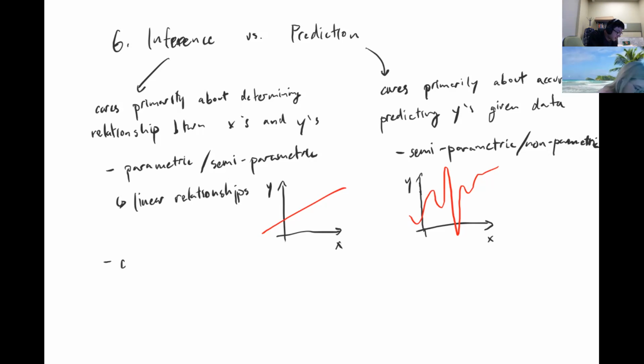So for causality, or causal inference, we'll say, this is particularly difficult. We talked about instrumental variables.